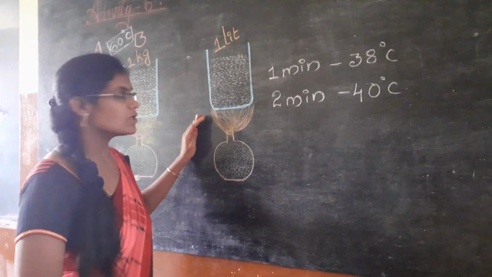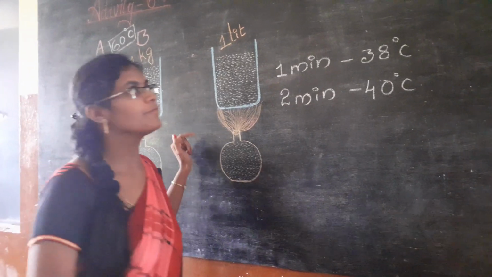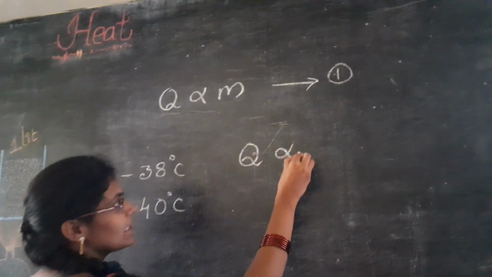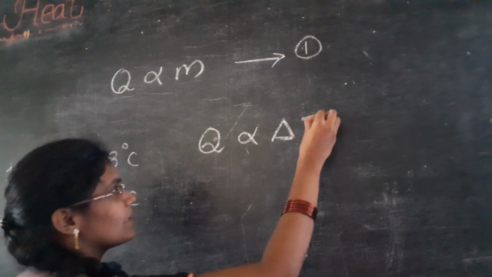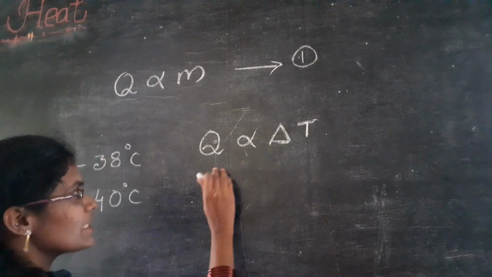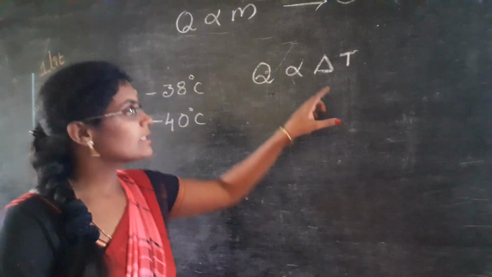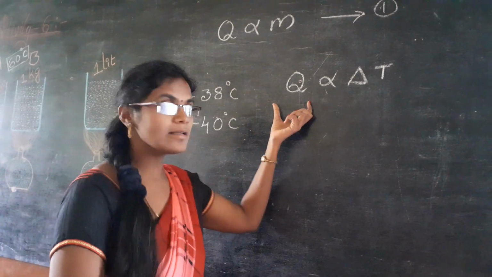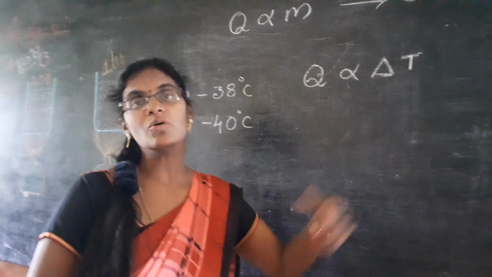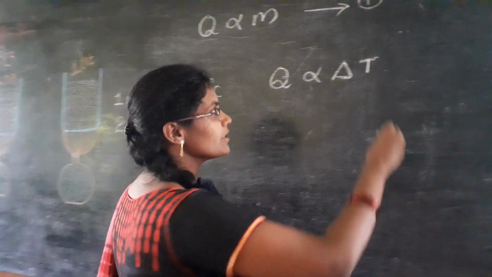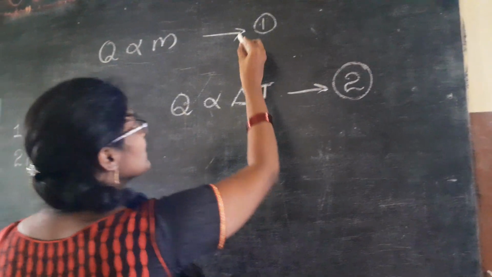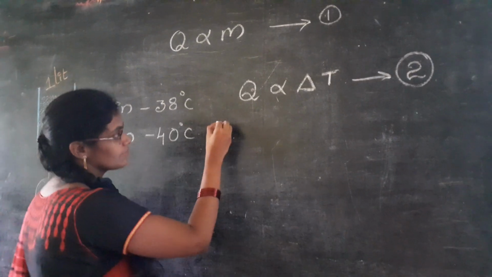So by this, what are we understanding now? Q is directly proportional to change in temperature. If we supply less heat, the change in temperature is also less. If we supply more heat, the change in temperature is also high. Consider this as equation 2.